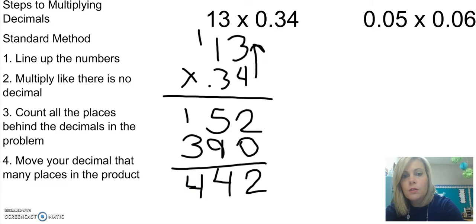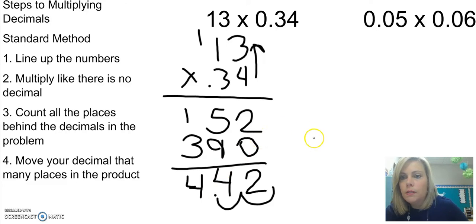All right. So then my next step is to count the places behind the decimal in the problem. There's no decimal in this whole number, so there are no places there. But there are 2 places behind the decimal in this number. Here's the decimal, and I've got 1 place, 2 places. So I then move my decimal that many places in the product. I start here, and I move my decimal 1, 2 places. And that's where I put my decimal.